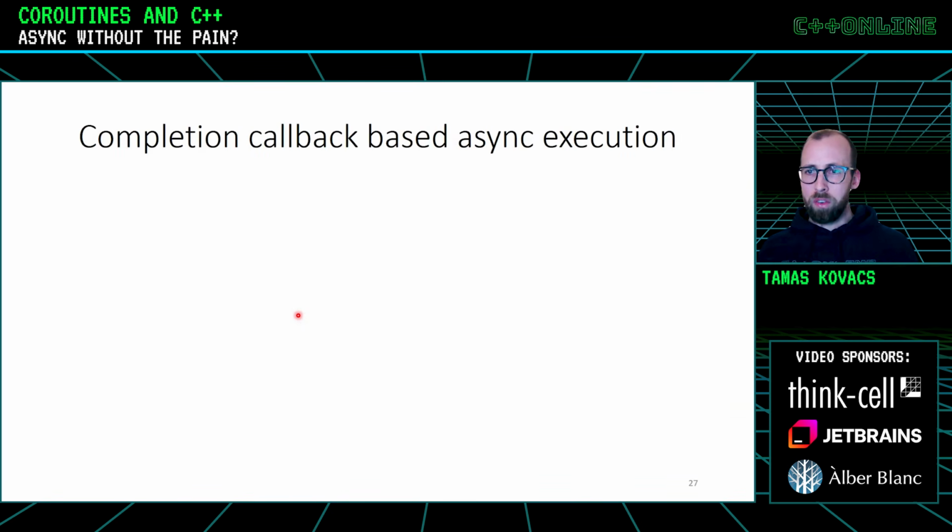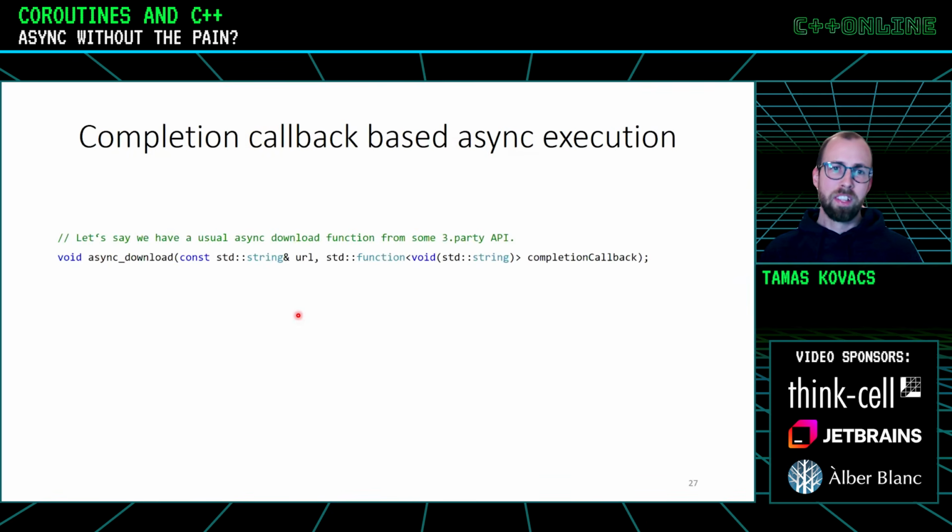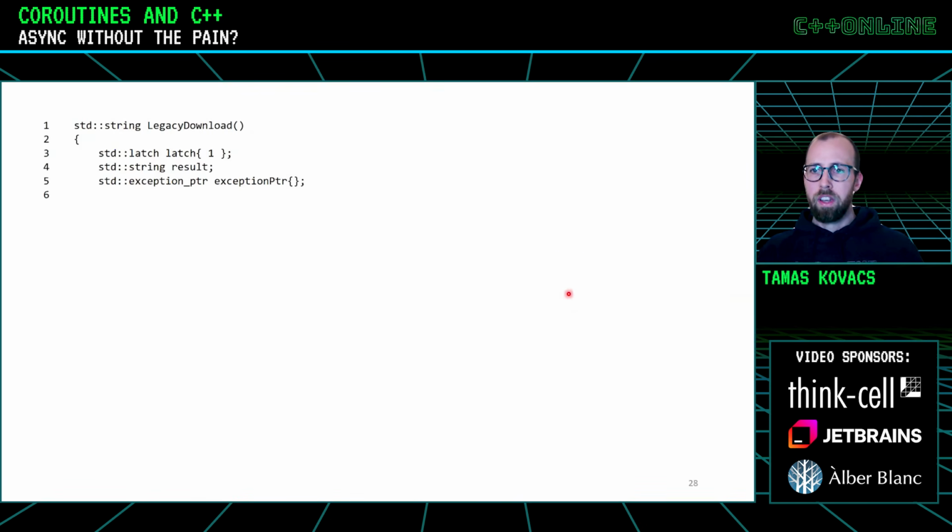So let's imagine we are working on a legacy codebase which relies heavily on completion callbacks. We have now async download. This is our completion callback. The first parameter gets a URL, and the second one is the callback. This is a very, very typical piece of legacy code. We have a callback-based asynchronous API, but we want to expose it somehow as a synchronous-looking function. To do that, we need a latch, and we need a result with an exception pointer.